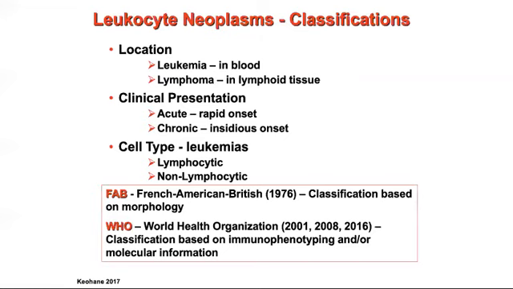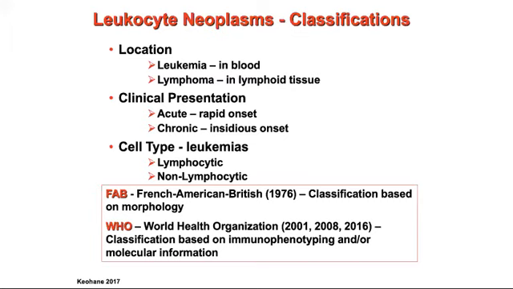The subtypes of leukemias are classified as either lymphocytic or non-lymphocytic. There are two classification schemes that we use for leukocyte neoplasms. In the 1970s and 1980s, the French-American-British, or FAB, classification scheme was used, and it relied heavily on blood cell morphology and histological stain preparations to tell the difference between lymphoid and myeloid malignancies.